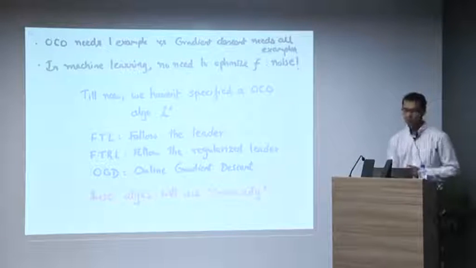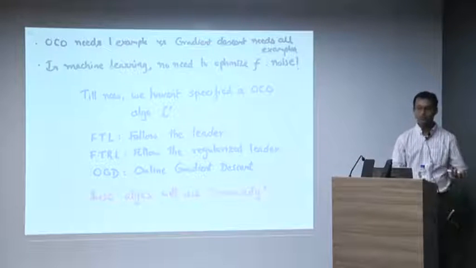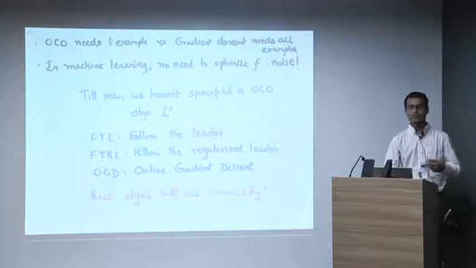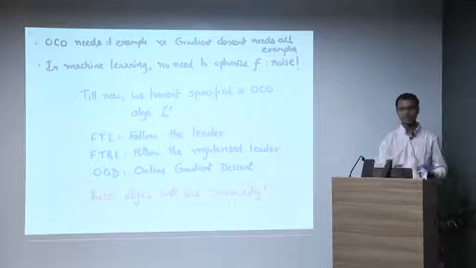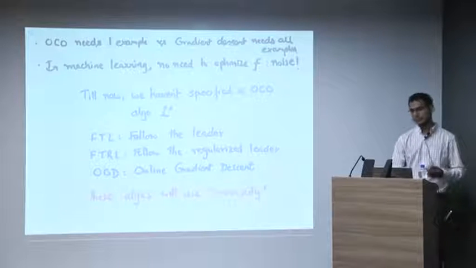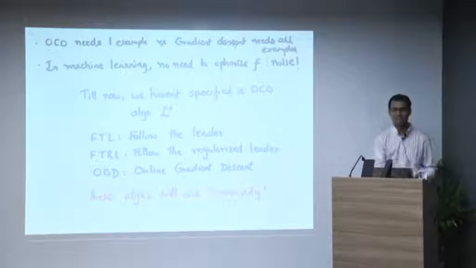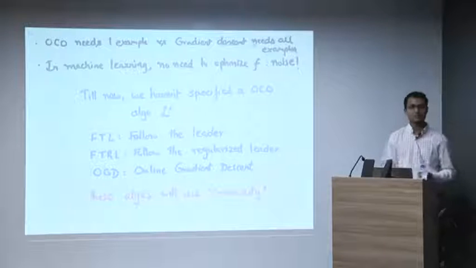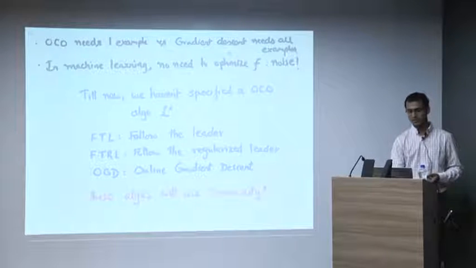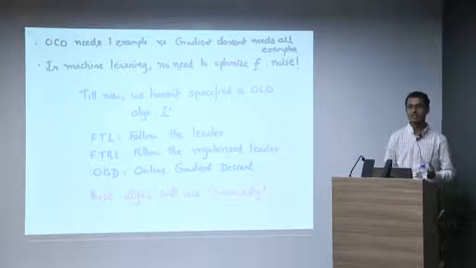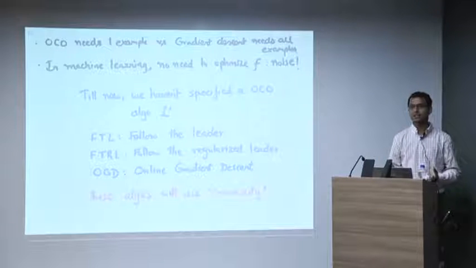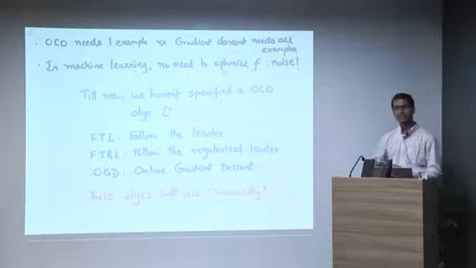But of course, the advantage of an OCO based learner is that if the learner's regret is good, you essentially only need one example per iteration, whereas of course the convergence rate of gradient descent is faster, but it will need all examples, so computation is much more. Okay. And also, second point is that you may not want a really strong algorithm which has really good convergence property like gradient descent even, because you don't really want to optimize f to its global optima.